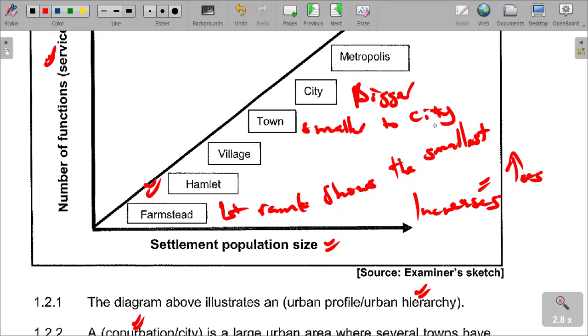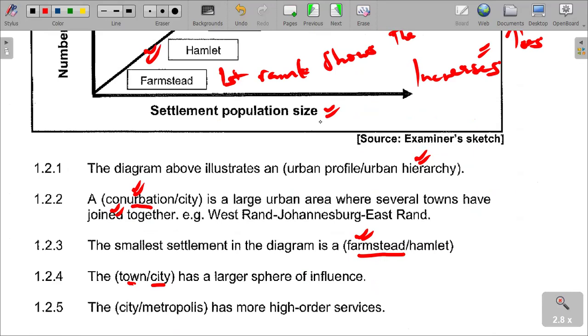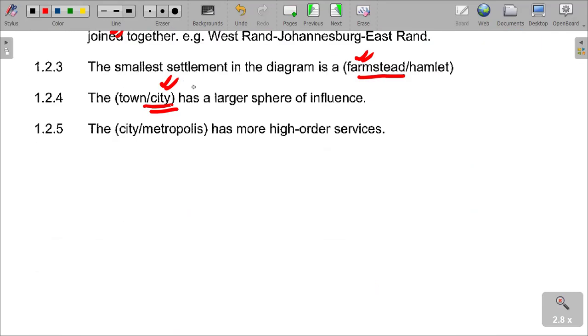A city has more services. It has more functions. It has bigger population sizes. So when we look at them, we are saying a city has a large sphere of influence. That we need to understand. The correct answer is a city.